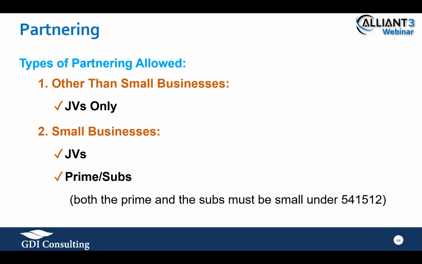For other than small businesses, or large businesses, you can only have JVs, but for small businesses, you can have JVs plus prime-sub relationships. But remember that both the prime and the subs must be small under 541512. Maybe they're large under other NAICS codes, that's fine, but as long as all of them are small under 541512, that's good to go. Now let's look at each of these separately.